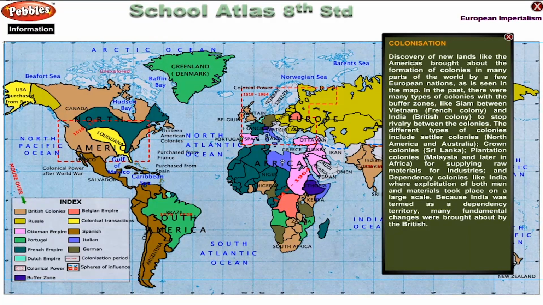The different types of colonies include settler colonies, North America and Australia, crown colonies, Sri Lanka, plantation colonies, Malaysia, and later in Africa, for supplying raw materials for industries and dependency colonies like India, where exploitation of both men and materials took place on a large scale. Because India was termed as dependency territory, many fundamental changes were brought about by the British.